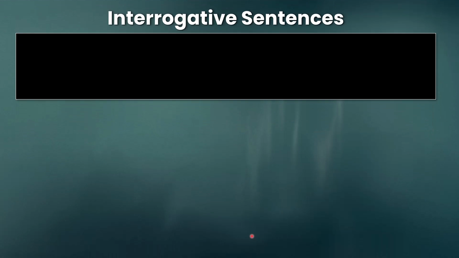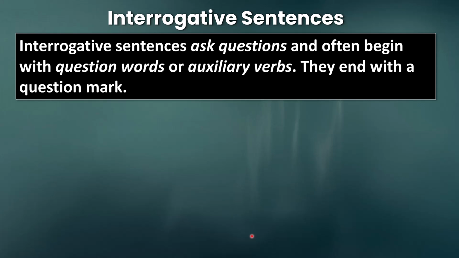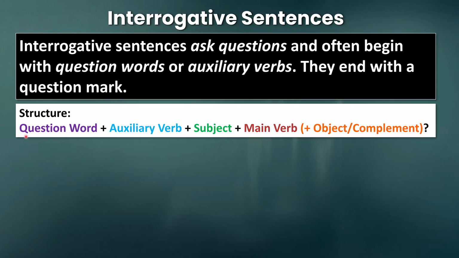So now let's talk about interrogative sentences or questions. Interrogative sentences ask questions and often begin with question words or auxiliary verbs. They end with a question mark. So here's the structure. Question word plus auxiliary verb plus subject plus main verb, and optionally plus an object or a complement.